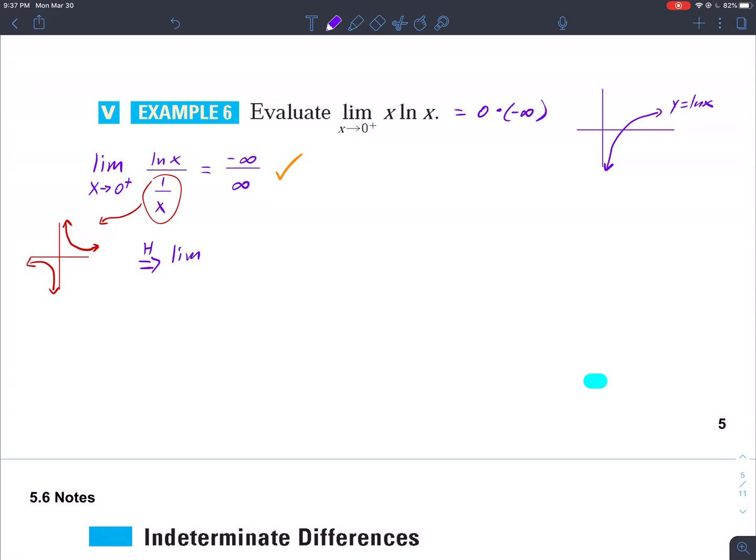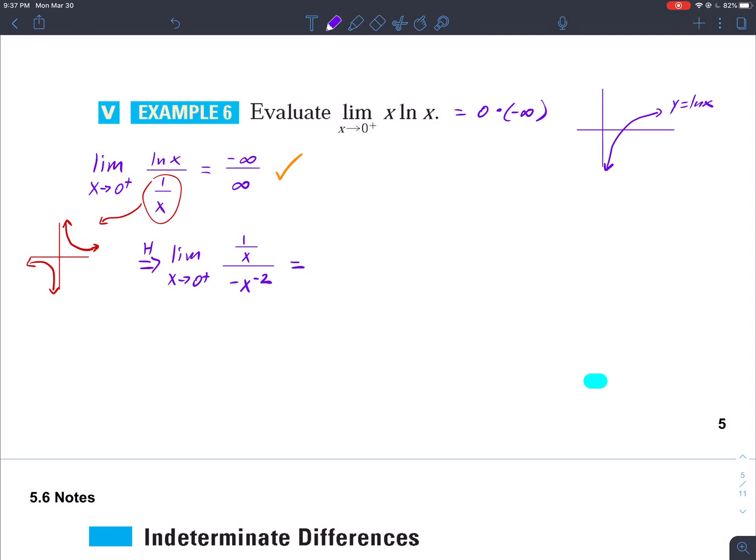If I take the limit as x approaches 0 from the right of the derivative of ln of x, which is 1 over x, divided by the derivative of technically x to the negative 1 power from the denominator, there is negative x to the negative 2 power.